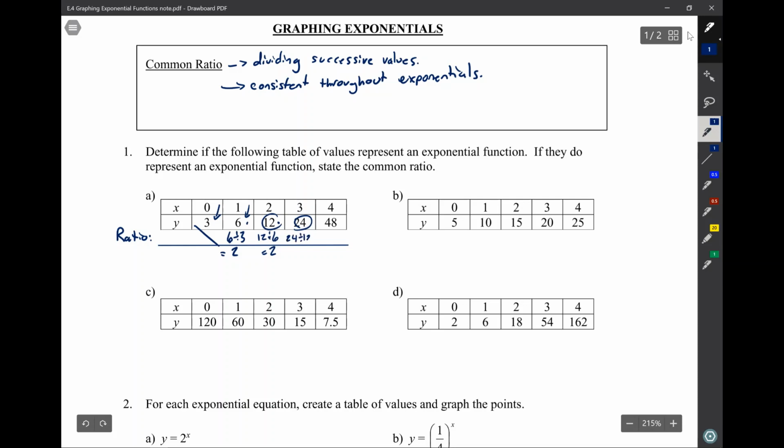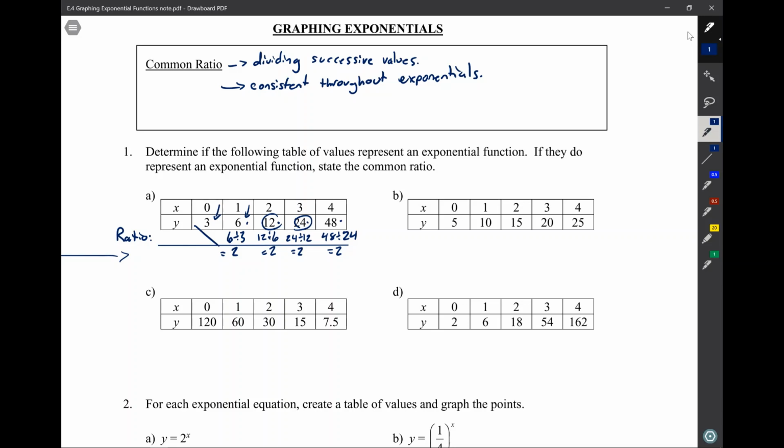24 divided by 12 equals 2. And we do notice our pattern. 48 divided by 24 this time equals 2. So when our ratios are consistent, that means that we have an exponential function.